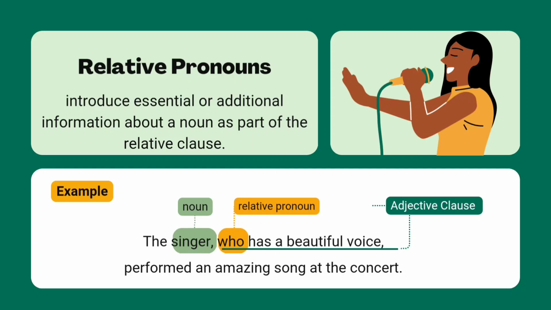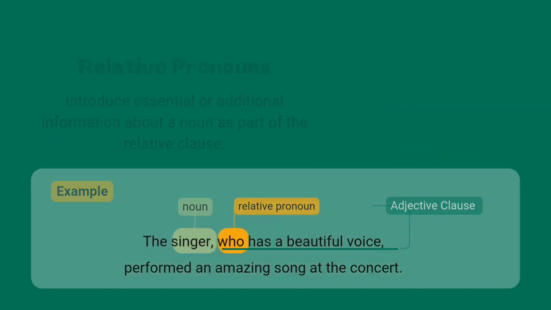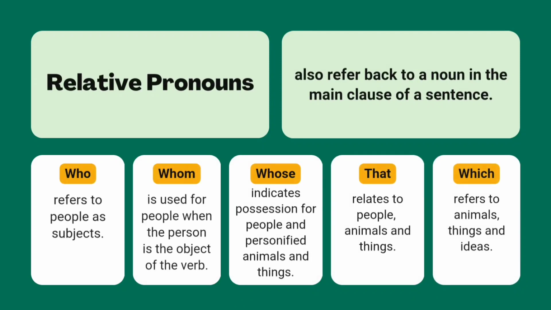It is referring to noun. Has beautiful voice is an adjective clause. So relative pronouns refer back to a noun in the main clause of the sentence. The types of relative pronouns we use are who, whom, whose, that, which.